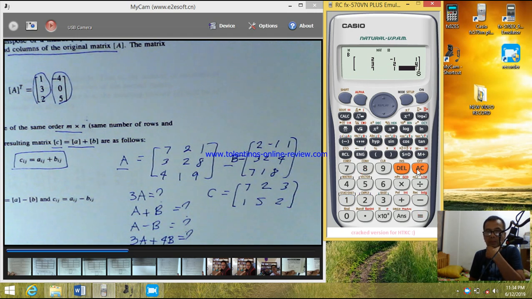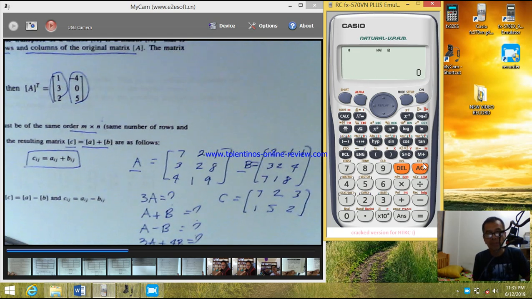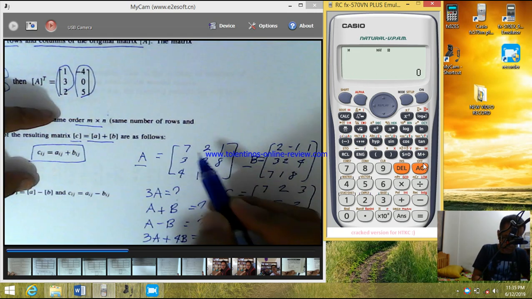Okay, so, check natin. Shift 4, okay, number 3 is 7, 2, 1, 3, 2, 8, 4, 1, 9. Okay, then shift number 4 ulit. Tapos yung matrix B, that is 2, negative 1, 3, 2, 4, and 7, 1, 8. Tama siya. So, okay. Dito sa definition ng A plus B, ibig sabihin, i-add lang natin yan.